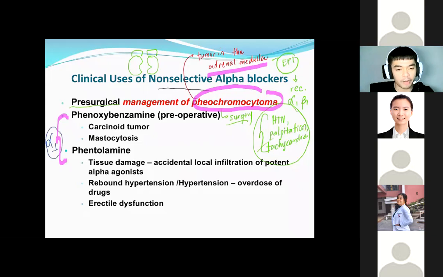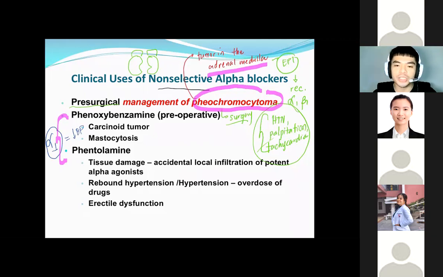They block alpha-1. Blockade of alpha-1 receptors would result to what? Is it enhancement or reduction of blood pressure? Reduction. Yes, very good. Do you think ma-address natin yung issue pag ginalaw yung bukol? Yes po. So at least nako-cover, okay? Nako-cover na prevent yung komplikasyon kapag inoperahan yung patient.